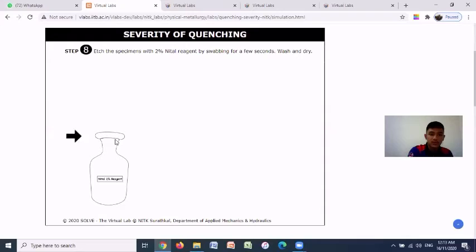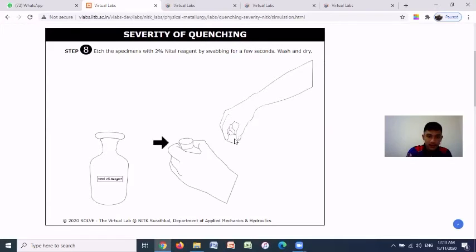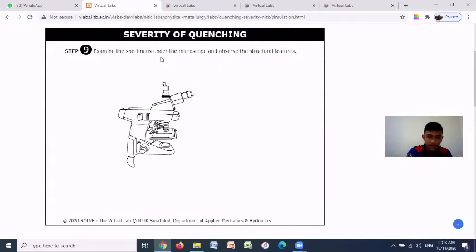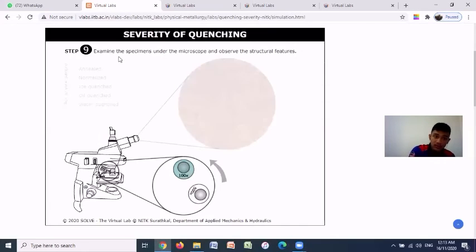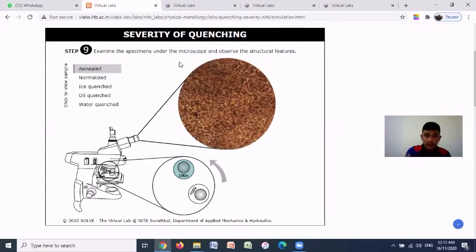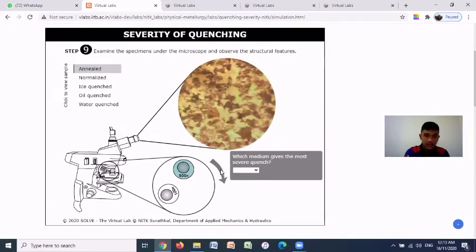Okay, so here, this is a carton. Okay. Balik. So kita lap dia dengan hitam tadi. Okay, so we go to the next step. Kita tengok. Step yang 9 adalah untuk examine the specimen under the microscope and observe the structural feature. So kita pusingkan dia. Alright.